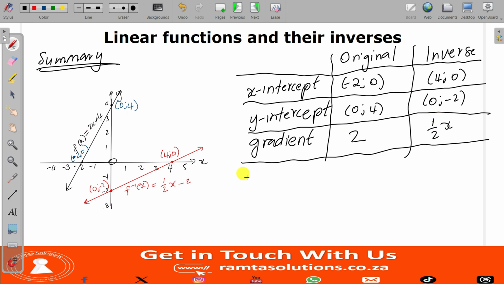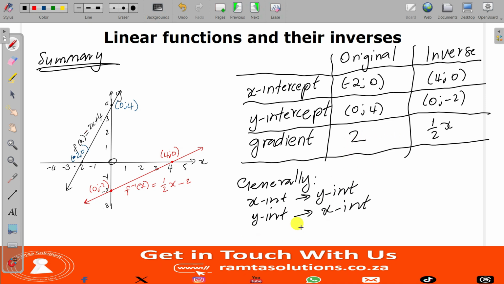So when we generalize this, I want you guys to see this. What was the x-intercept? It's -2 and 0. When you reflect it on the line y equals x, it becomes the y-intercept. So generally, the x-intercept becomes the y-intercept. It doesn't matter what you're given, its inverse has the other. Now check, what is the y-intercept? It becomes the x-intercept in the inverse.